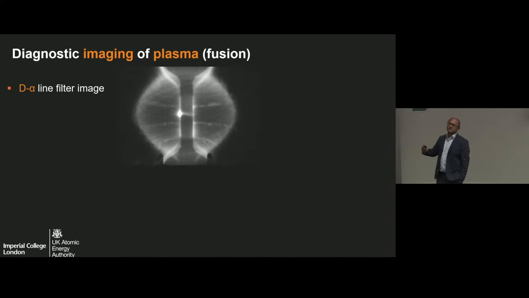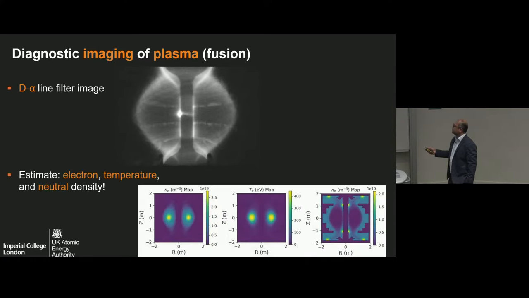So the first thing we do is we put a D-alpha line filter on the camera, and this is done at MAST. That was an image of MAST. And essentially, what we want to do is predict the electron density, the neutral density, and the temperature density. The neutrals are the hardest ones because, by nature, they cannot be measured by any other sensors. There is some measurement of electron and temperature density that are sparse.